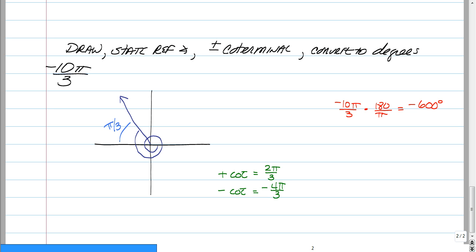And finally, to convert to degrees, you just multiply your radian measure by 180 over pi. Pi's will cancel. And negative 10 times 180 divided by 3 will give you negative 600 degrees. That's it. If you're able to handle that, then you have a pretty solid foundation on all sorts of stuff with angles.